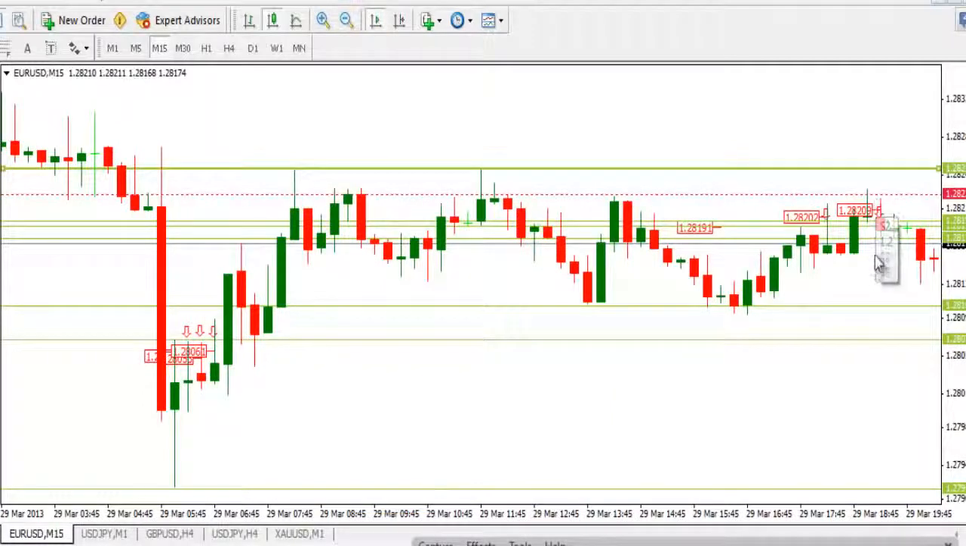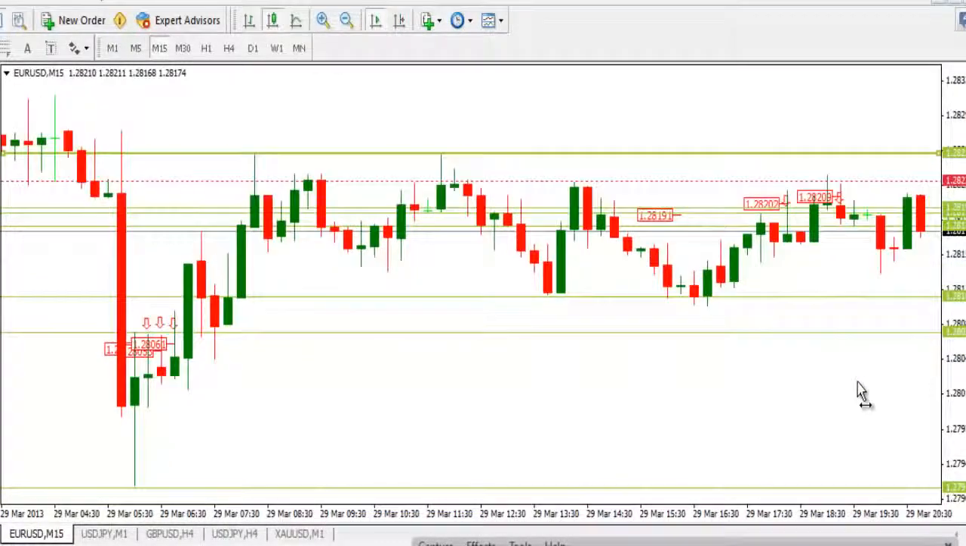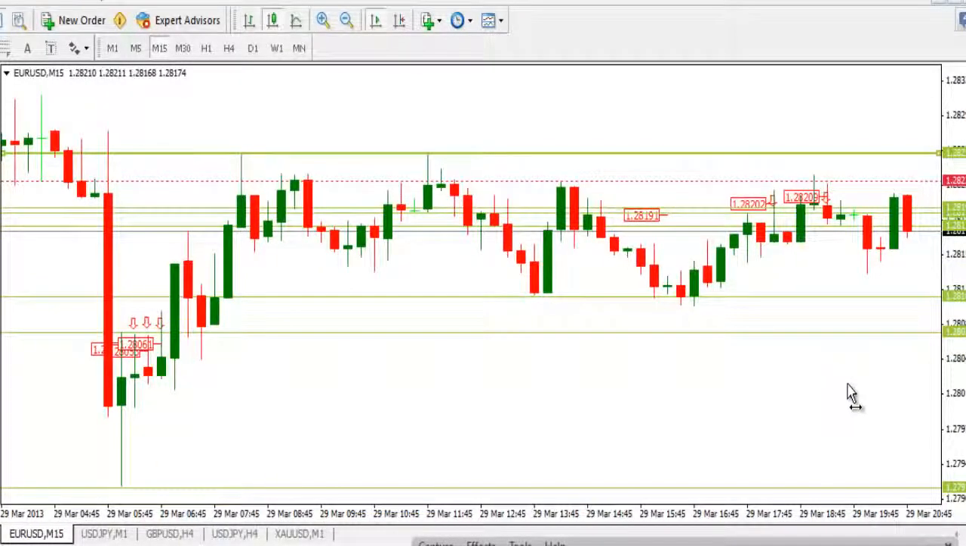Could have taken a put option there. We see rejection of prices right there if you wanted to, but I'm trying to take the highest probability possible. Okay, and this is where the chart kind of ended for the day on this 15-minute chart. This is actually a 15-minute chart.